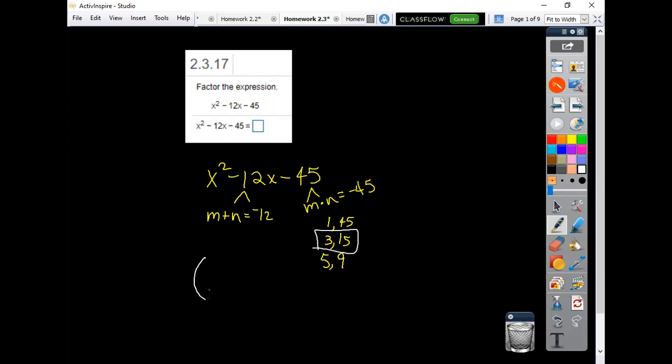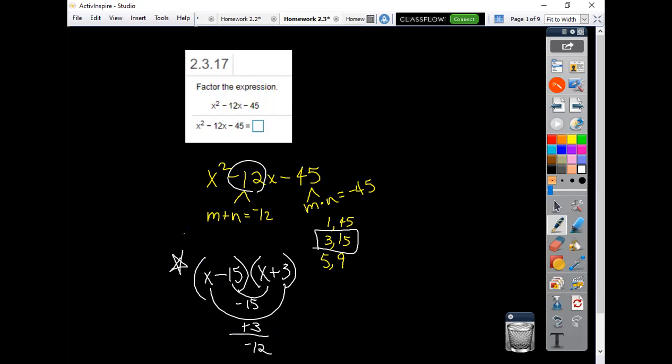So how about the x? We need a negative 12, so the bigger one is going to be negative: x minus the 15, x plus the 3. So there's your negative 15x, a positive 3x. If you put those two together, adding, you get your negative 12 right there in the middle. So that's how it's sort of guess and check, trial and error. I think it's a little faster.